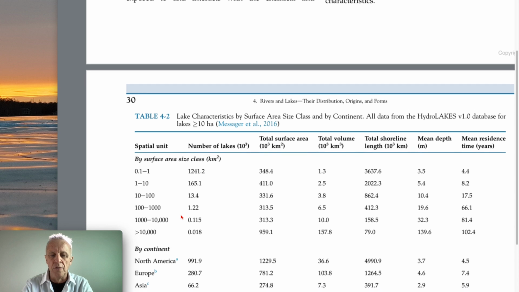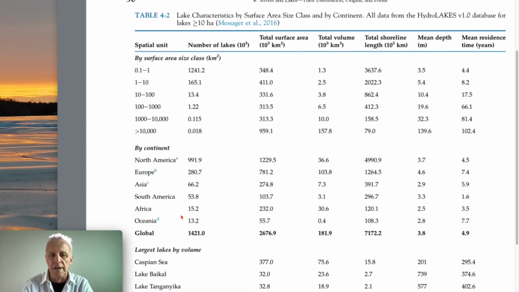The first table I'd like to look at lists the number of lakes by surface area size class and by continent. This is the number of lakes in thousands. We have a lot of lakes between 0.1 and 1 square kilometer in surface area: 1,241 by 10 to the 3. We have a very small number of lakes greater than 10,000 square kilometers, only 0.018 by 10 to the 3.